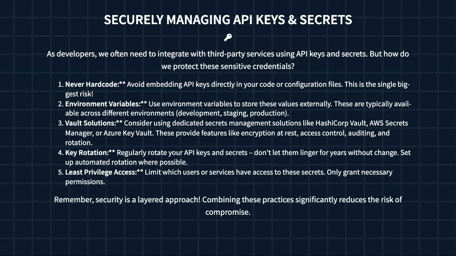Okay, let's talk about API keys and secrets. They are super important for connecting to other services, but they can be risky if not handled correctly. The biggest thing is never putting them directly in your code. Instead, we want to use environment variables. These are like hidden settings that exist outside of your main project files. For really serious security, look into dedicated secrets management tools like Vault or similar services offered by cloud providers. They offer extra protection and make managing keys much easier.